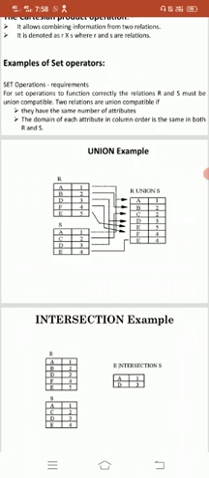So what is meant by union? Union returns all distinct or unique tuples selected by both the queries. It is used when we need some attributes that appear in either or both of the two relations.